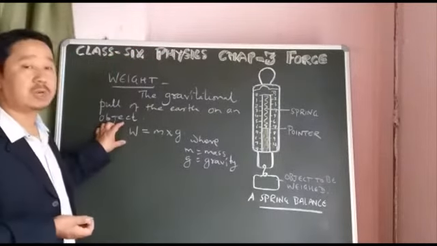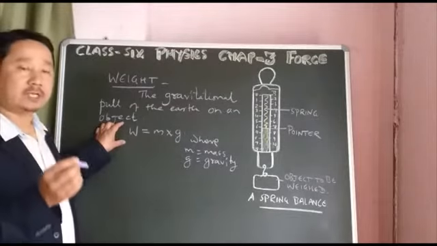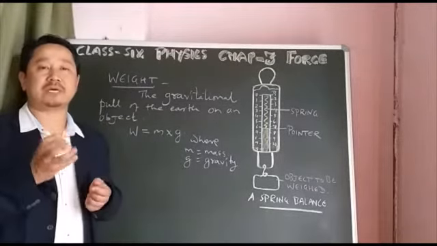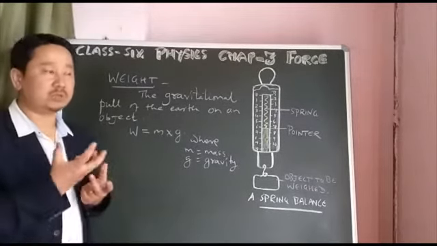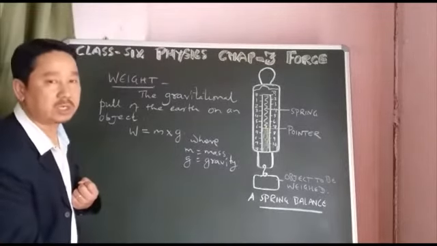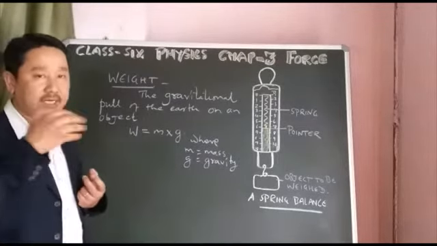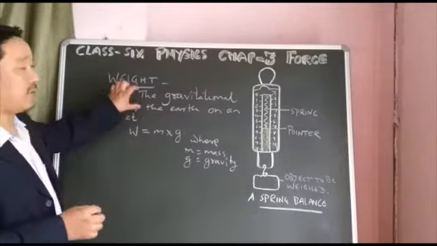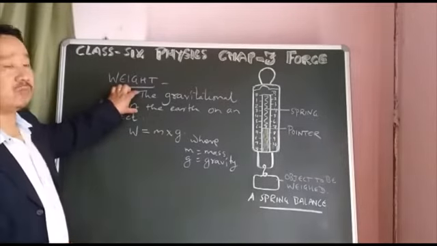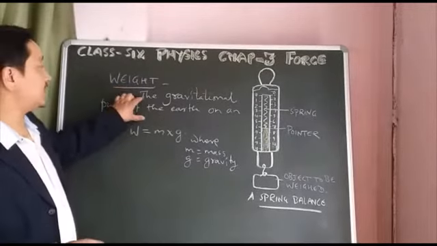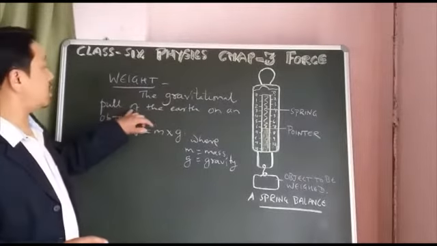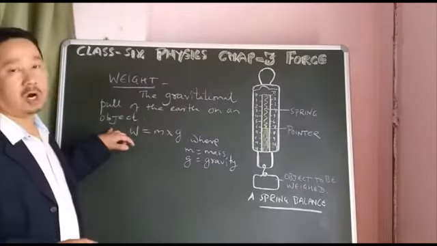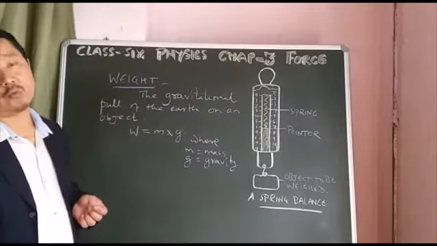But here we are talking about weight. Weight actually is the force of gravity of the earth with which it is pulled downwards towards the center of the earth. So for your standard, this definition would be appropriate: the gravitational pull of the earth on an object. That itself is weight.